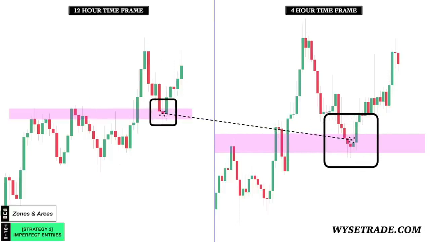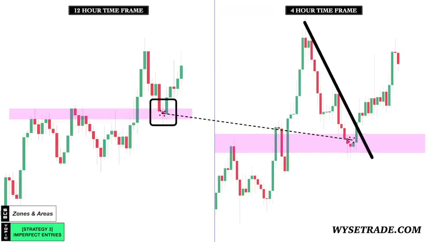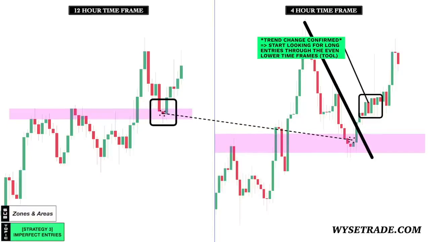Now, on this lower 4-hour time frame on the right, you had your trend line placed above, and once price breaks, this confirms the trend change from a downtrend to an uptrend, and you would start looking for trade entries long through the lower intraday time frames. So let's show this again.